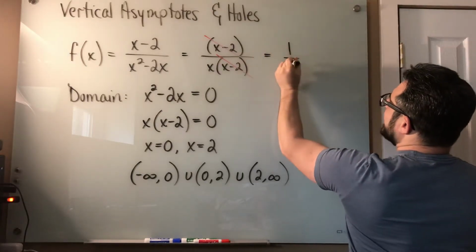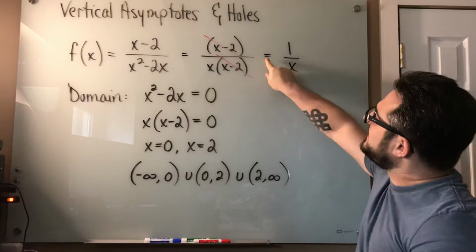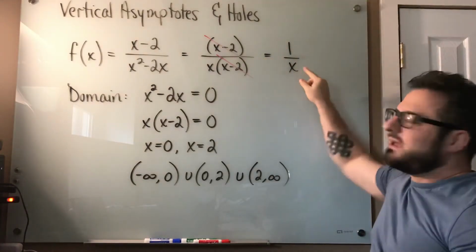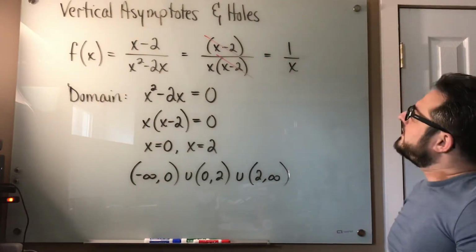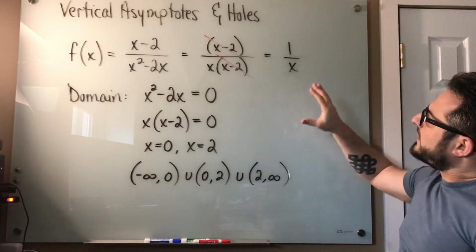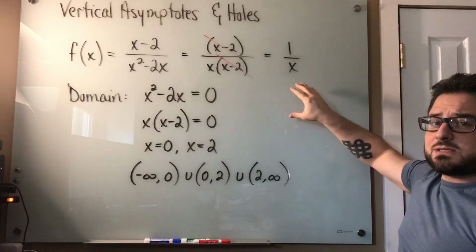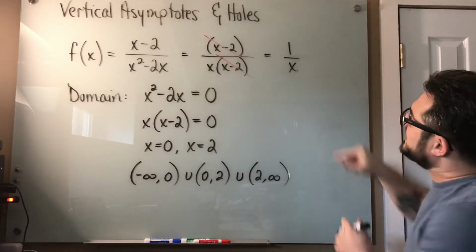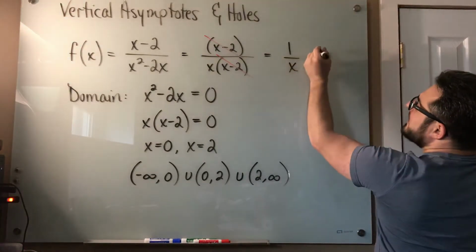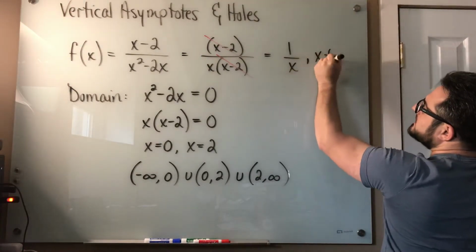Now, this is actually not true. This equals 1 over x. And we're going to explore that in a moment. But what I did in the PowerPoint, and what I'm going to do here, is write something next to this: 1 over x, but x is not allowed to be 2.